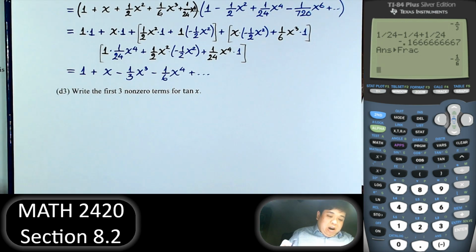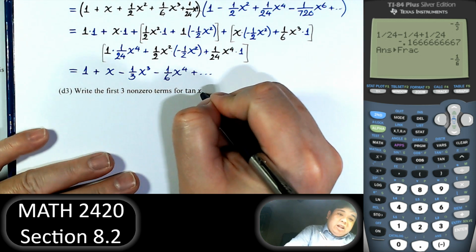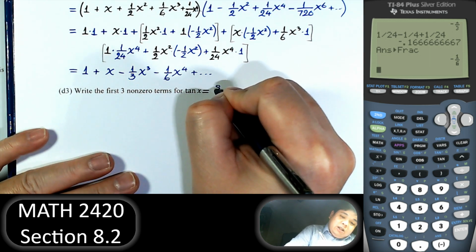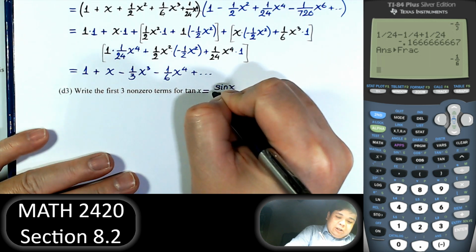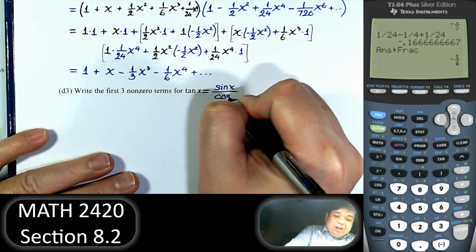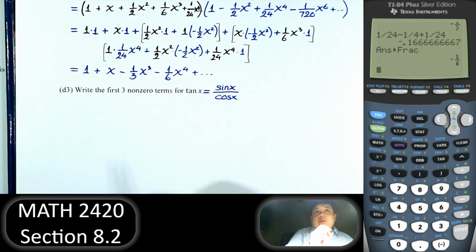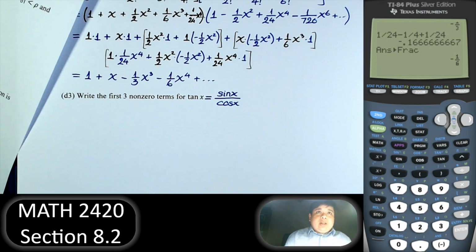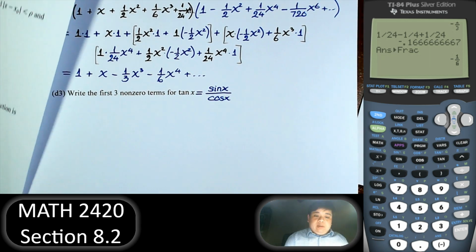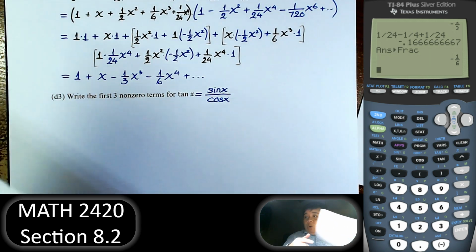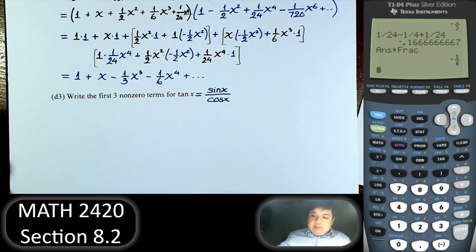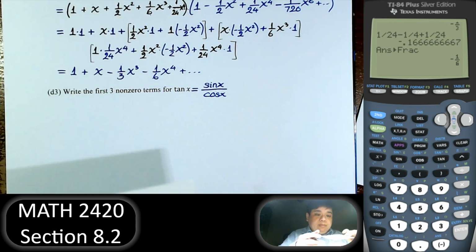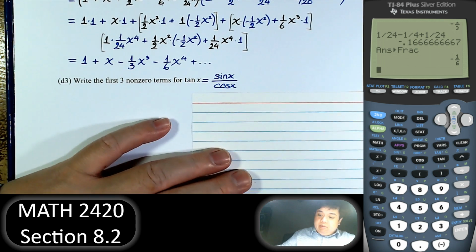So next, write the first 3 non-zero terms for tangent of x. Well, tangent of x is equal to sine over cosine. Now this time we have to divide. So how do we divide the power series? This is just like when we do long division. So cosine x goes into sine x.